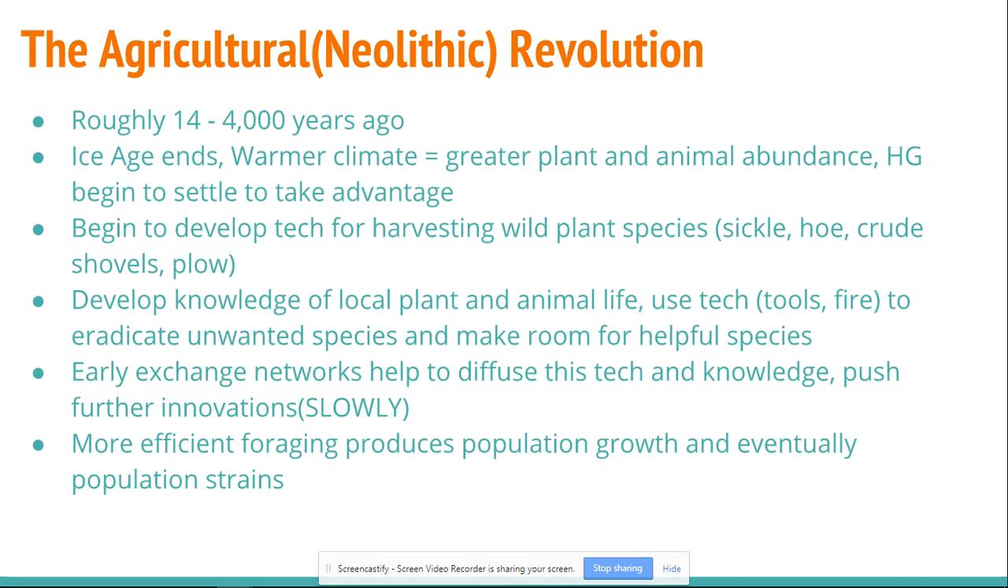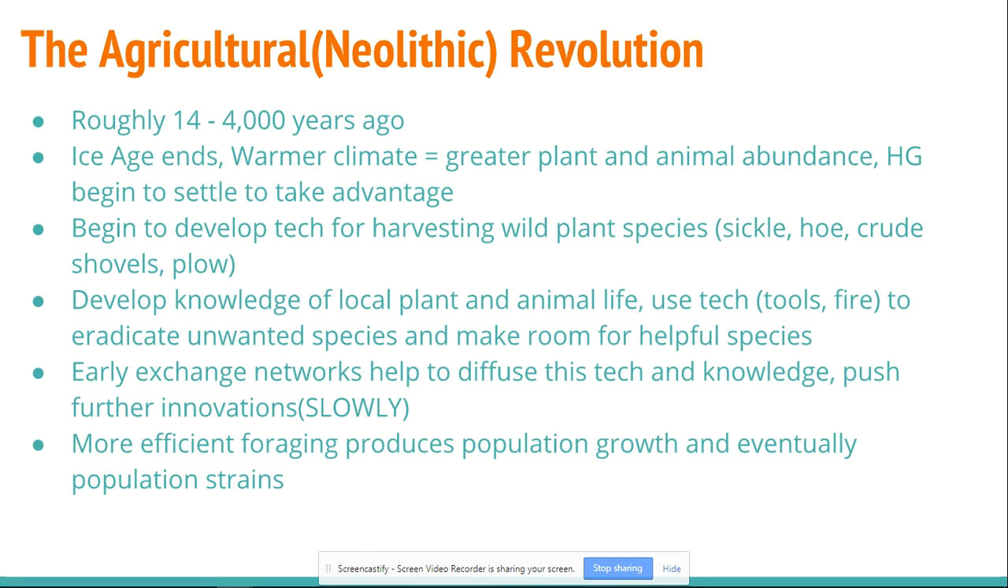So, as the years pass and as these hunter gatherers get familiar with their environments, they begin to develop technology for harvesting these wild plant species. Things like the sickle, like the hoe or the digging stick, crude shovels. Eventually, further on down the line, we're going to develop the plow as well. But not only that, more importantly, we develop a very intimate knowledge of the local plant and animal life.